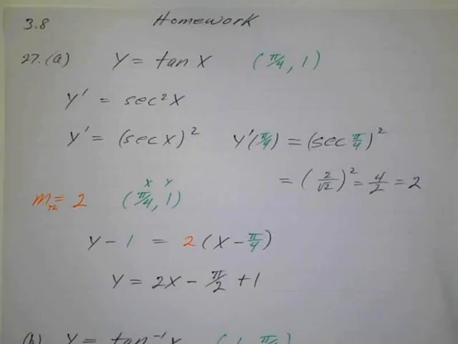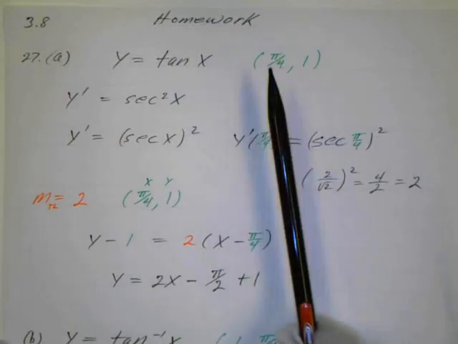Okay, 3.8, number 27. We got two parts of this. And you got to be careful that you read it carefully. Because the first part, they say find the equation for the line tangent to the graph of y equals the tangent of x. Not the inverse tangent of x, but the tangent of x, good old tangent of x, at the point pi over 4, 1.